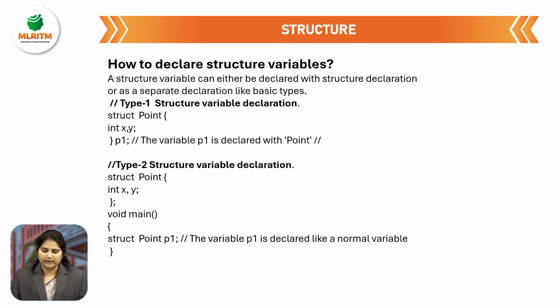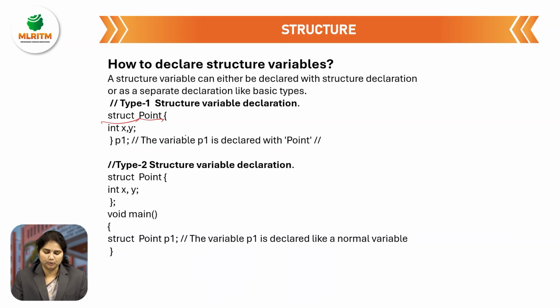How to declare structure variables? There are 2 types. Here P1 is a variable. When P1 is declared as a variable, only then will the memory be occupied for this x and y. Struct is the keyword, and the structure name we are taking here is point, with int x, y.